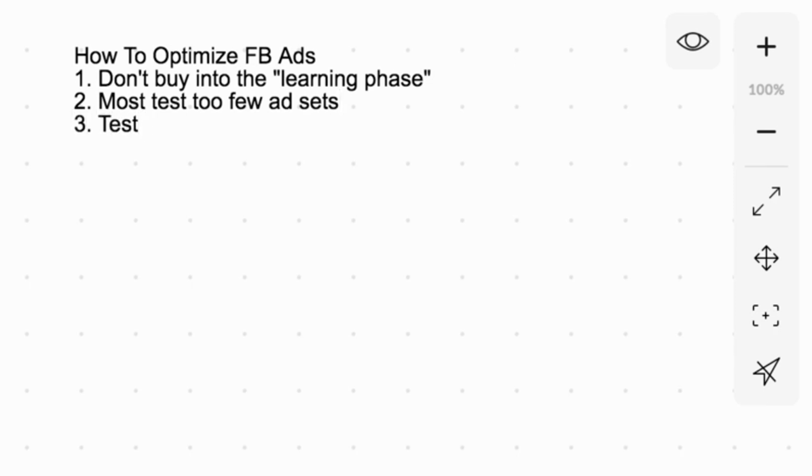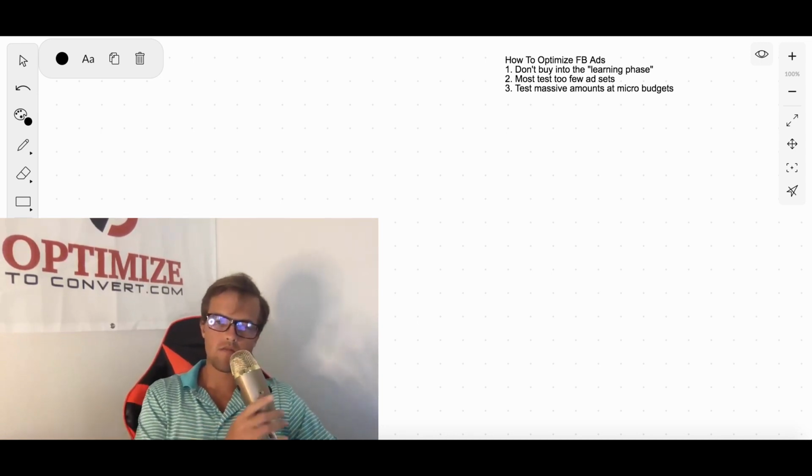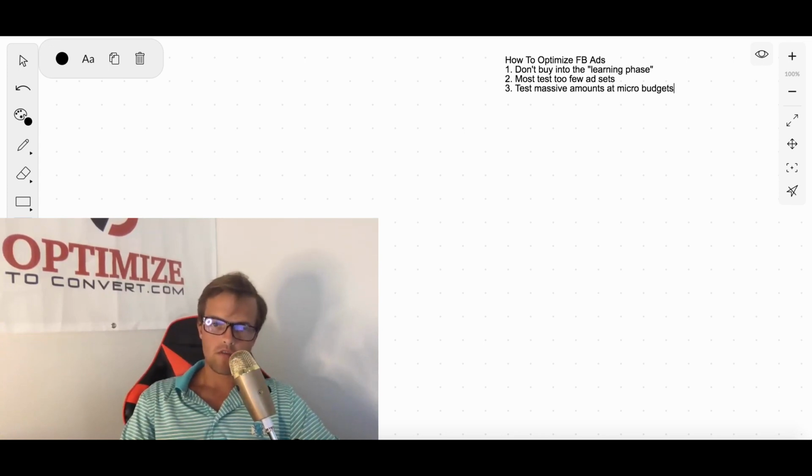The best thing to do is to test massive amounts at micro budgets. I've said before that it's always a better idea to increase your volume of testing, not necessarily the amount of money you're spending on a single test, but the number of tests you're launching. So instead of only making 5 images, make 50 images. Instead of only making one headline, make 20 different headlines. Instead of testing only 1 or 2 audiences, test 20 or 30 audiences.